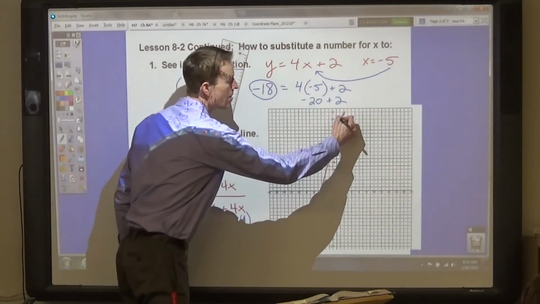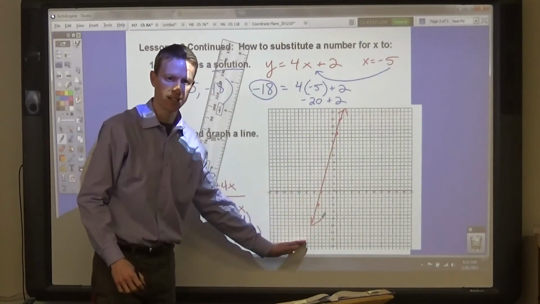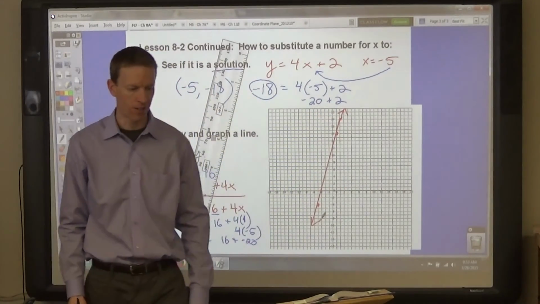Now, what do we have to put on the ends of our lines? Arrows to show that the line extends. This line extends all the way across.